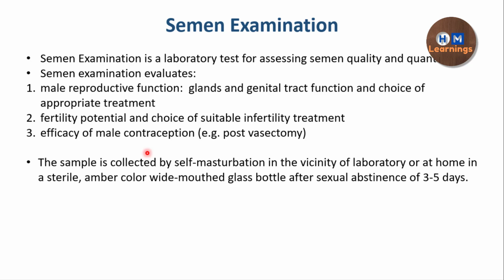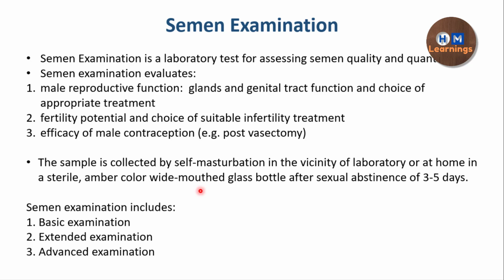So that is a test which can be used to assess whether the vasectomy is efficiently done or not. Then how the sample is collected: it is collected by self-masturbation near the laboratory, at the laboratory, or at home, in a sterile amber-colored wide-mouth glass bottle, after abstinence from sexual activity for about 3 to 5 days.